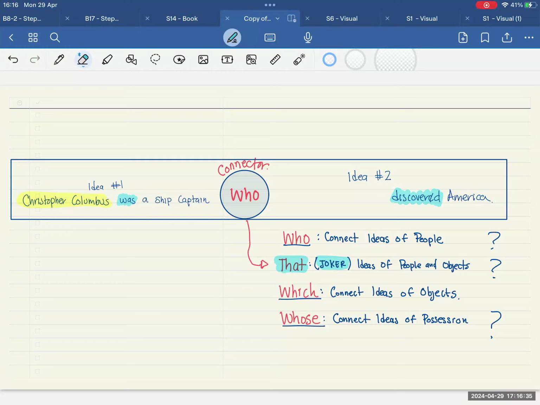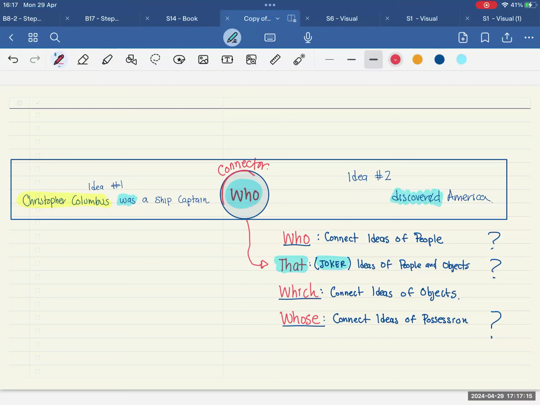¿Por qué? ¿Quién me podría decir por qué puedo desaparecer mi segundo sujeto? Porque ya lo habíamos dicho. El who, y el who, right? ¿Cómo leerían eso, Jesús? ¿Cómo leerías eso? Cristóbal Colón era un capitán quien descubrió América. There you go.